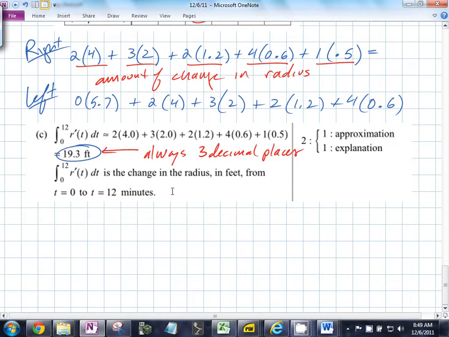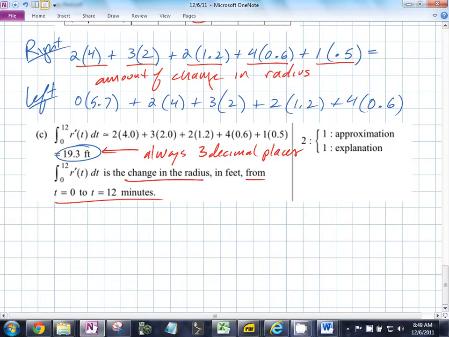When you add those fractions up, they come out to be exactly 19.3. Is it the total change in radius, like the composite change in radius? Yeah, completely. It is the change in radius from 0 to 12 minutes. So it has grown by 19.3 feet. From time equals 0 to time equals 12, the radius grows by 19.3 feet. You could say that instead. Totally fine.